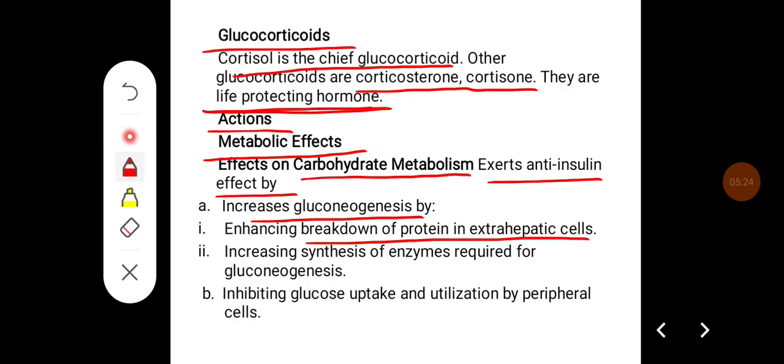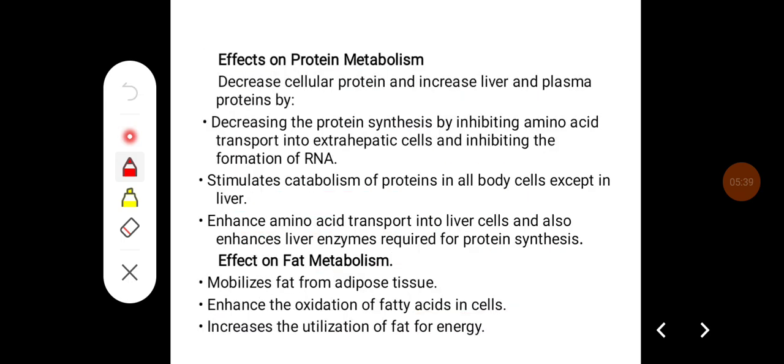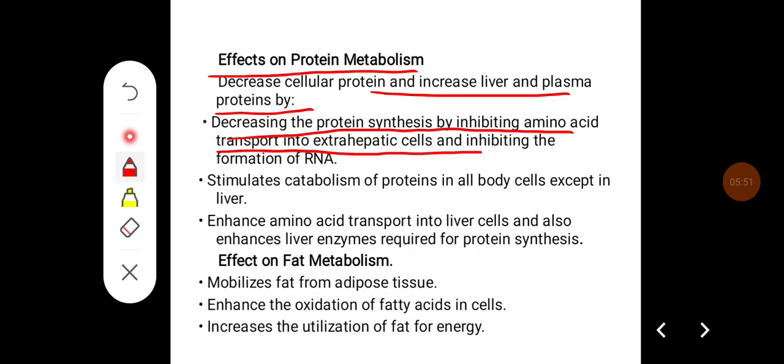They also increase the synthesis of enzymes required for gluconeogenesis, and they exert an anti-insulin effect by inhibiting glucose uptake and utilization by peripheral cells. If you see its effect on protein metabolism, cellular protein decreases and liver plasma protein increases, by decreasing protein synthesis through inhibiting amino acid transport into extrahepatic cells and inhibiting the formation of RNA.